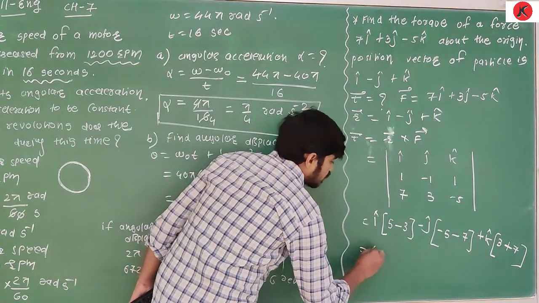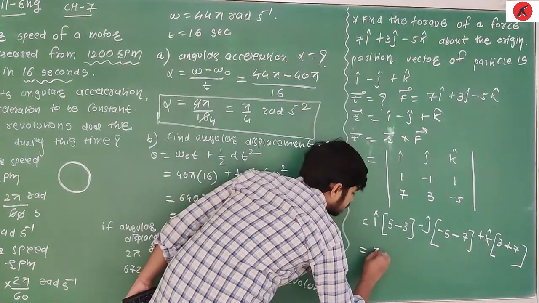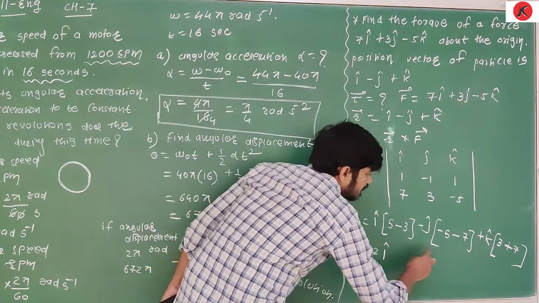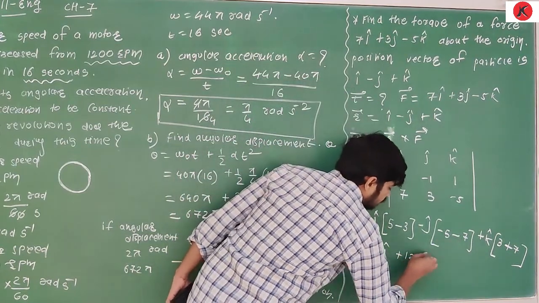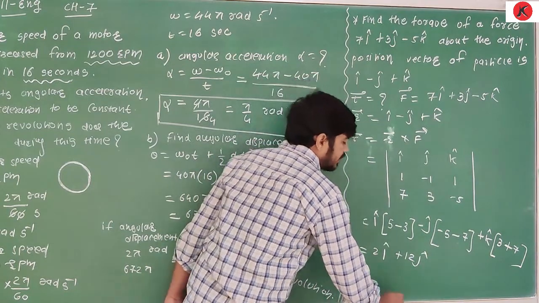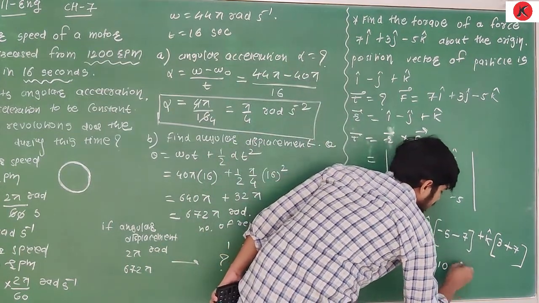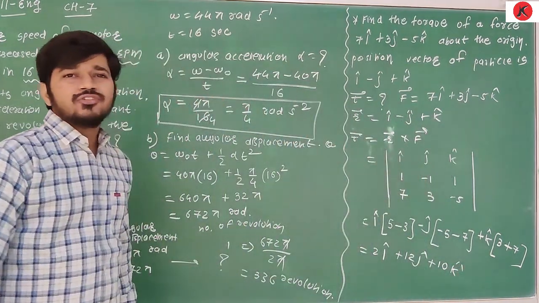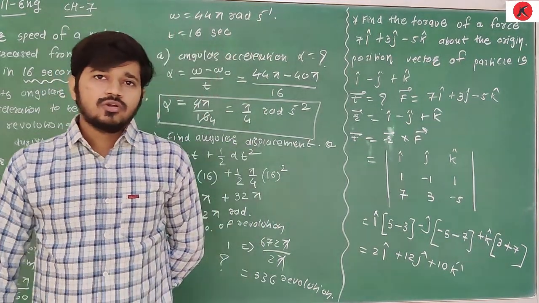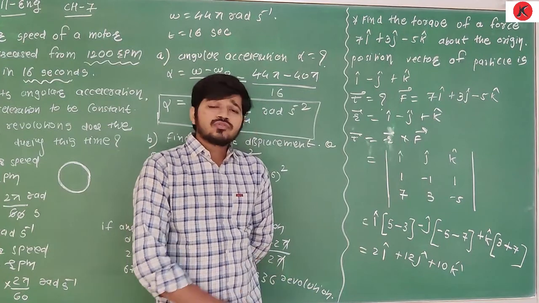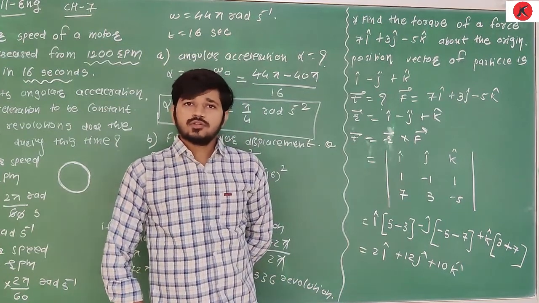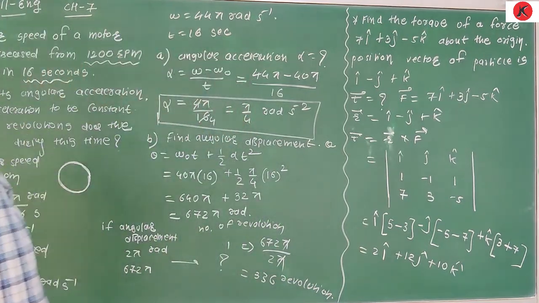Okay, so it is 5 minus 3, it is 2 I caret. Minus 5 minus 7 means minus 12. Minus minus will become plus, so it is plus 12 J caret. And 7 plus 3 is 10. So yes, it is plus 10 K caret. So yes, it is the torque. Simple. Okay, you have to remember the equation of torque, that is R cross F, and how to find cross product. Okay, now next question.